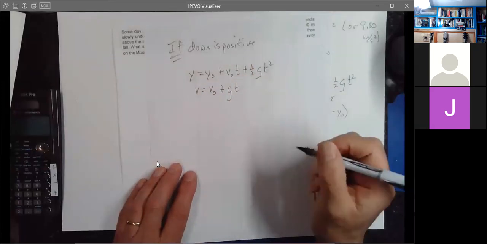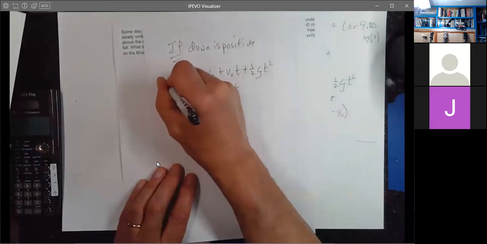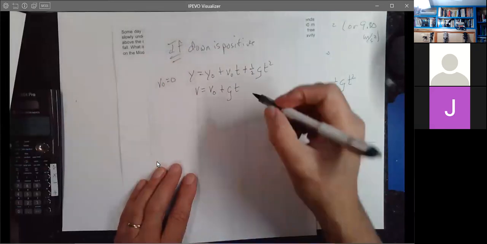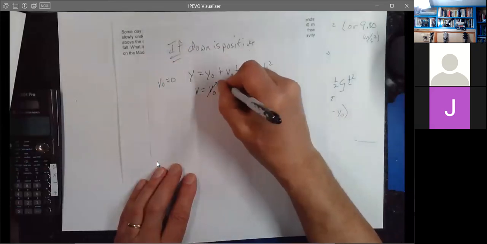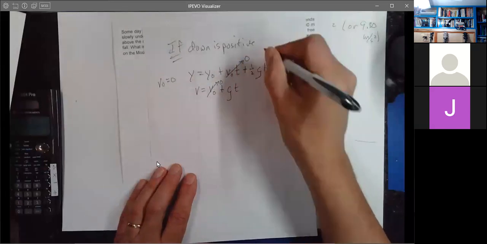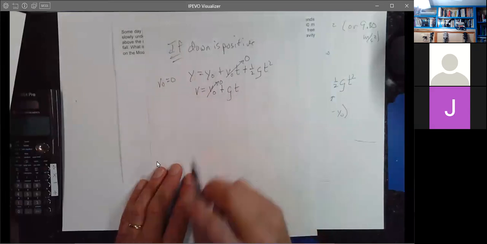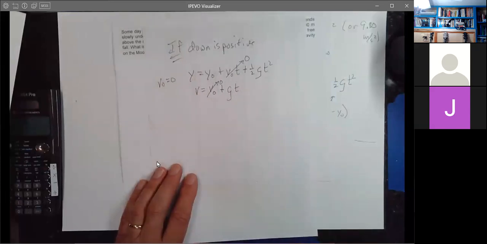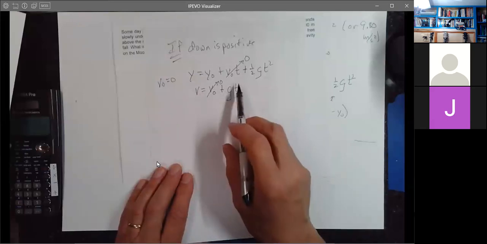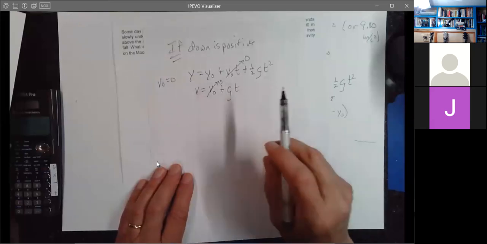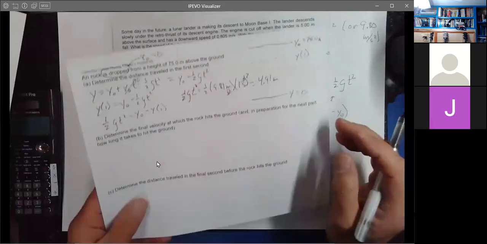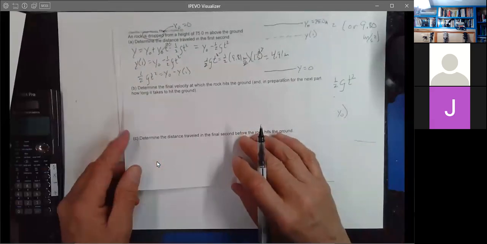Now in this problem, we've got v naught equal to 0. And so this is 0, this is 0. So v equals gt and y is y naught plus 1/2 gt squared. So that's a way that you could do this problem if you wanted to. And it might make sense.